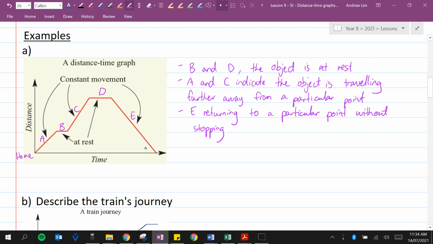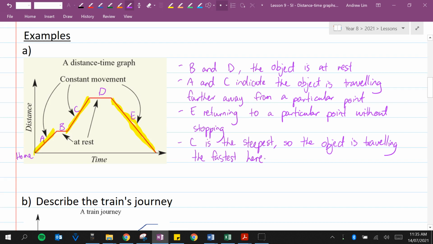Now I also want to think about speed. Which line segment is the steepest? We know it's not B and D, but what about A, C, and E? Which one is the steepest and therefore traveling the fastest? To me, it looks like C. So I'm going to write here, C is the steepest, so the object is traveling the fastest here.